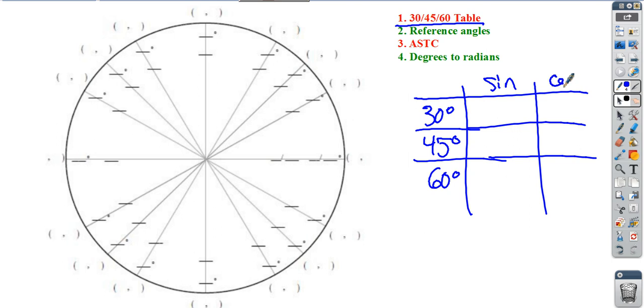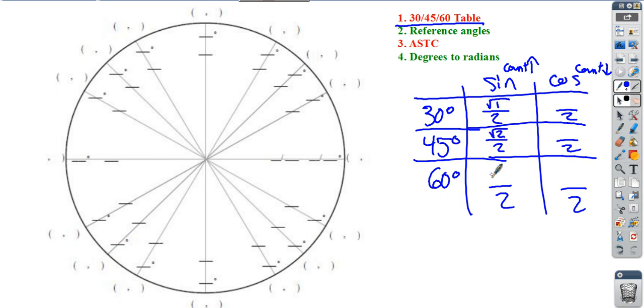And here's a very easy way to remember it. First of all, everything is over the number 2. So all of these values are going to be something over 2. The sines count up, and I'll tell you what that means in just a sec. The cosines count down. So the sines count up. So it's square root 1 over 2, square root 2 over 2, square root 3 over 2, and the cosines count down. Square root 3, square root 2, square root 1.